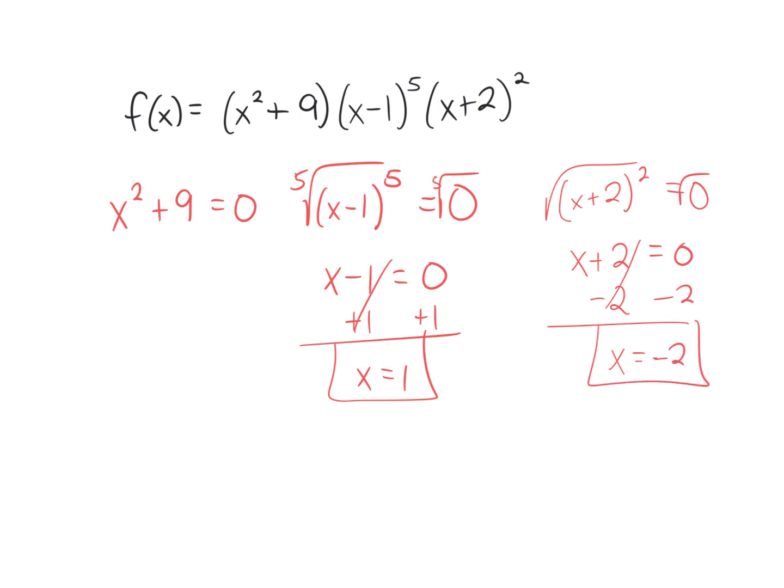Yep. All right, how would I solve this one? Get the x squared by itself. How do I do that? Subtract 9. Yep. X squared equals negative 9. Square root. X equals, 3.